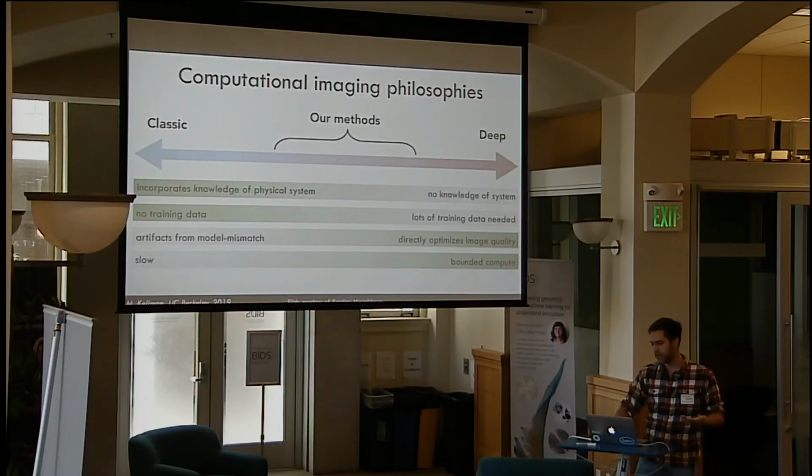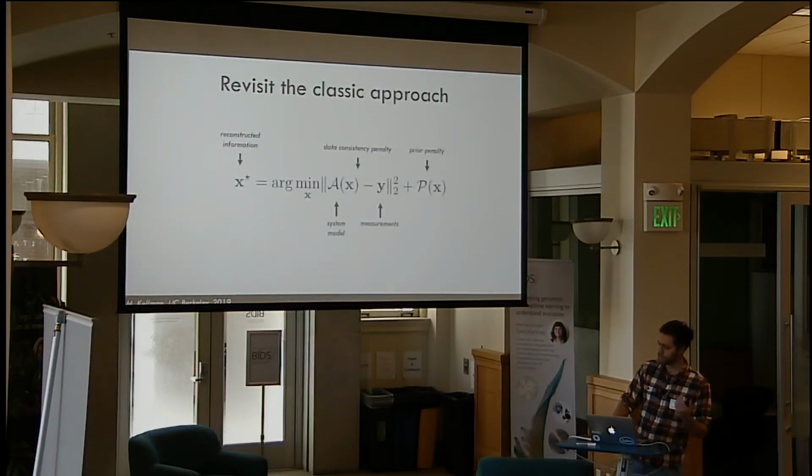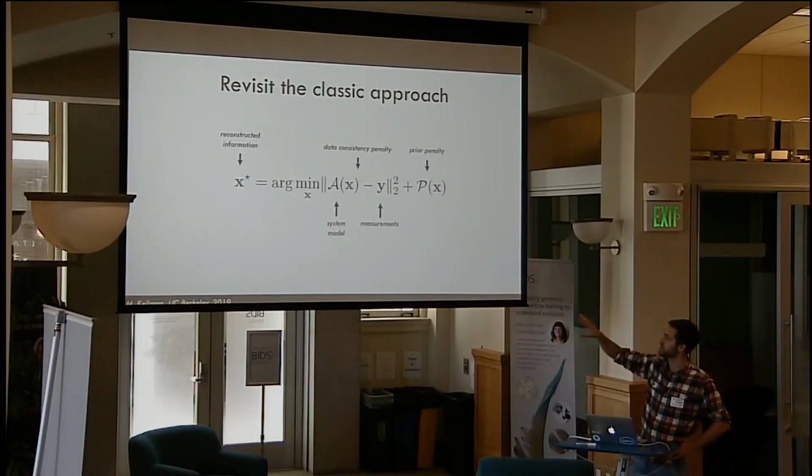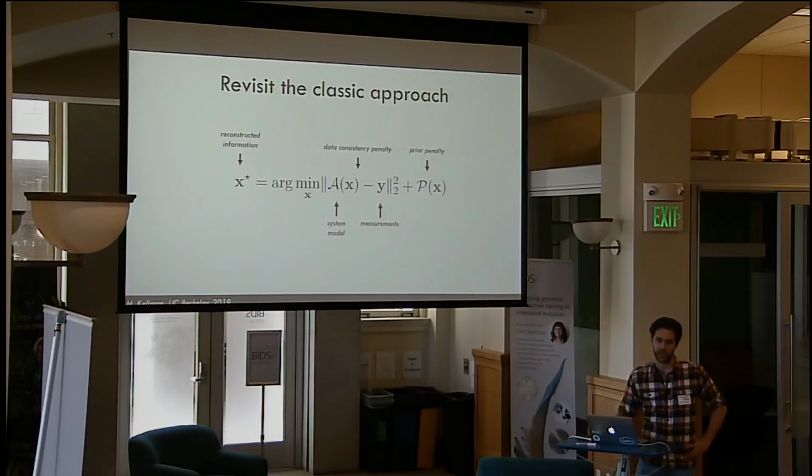And to start, let's consider the classic image reconstruction formulation. So here's the classic inverse problem formulation, where the sought information x star is retrieved by minimizing some data consistency term, where the actual measurements are y, the system model is A, and also some prior penalty, which enforces some knowledge about what the images x might look like.